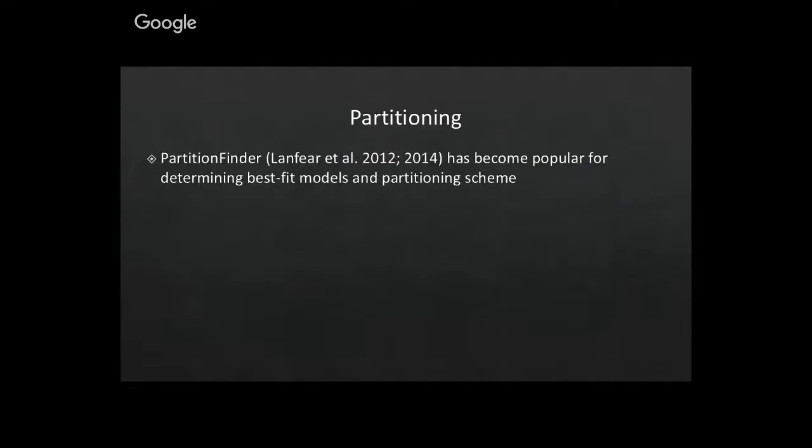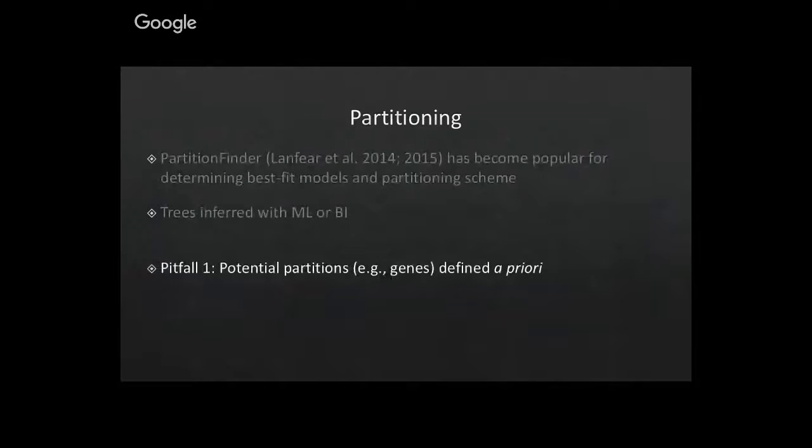Partition Finder has become really popular for determining the best fit models and partitioning schemes. I'll be using that program a lot in the analyses that I'll talk about today. It's clearly become very popular. The two Partition Finder papers have been cited over 1,500 times, so it's clearly a method that's in wide use. Once you have those partitioning schemes and best fit models, you can infer trees with any number of programs under maximum likelihood or with Bayesian inference, in a program like RAxML or MrBayes or ExaBayes.